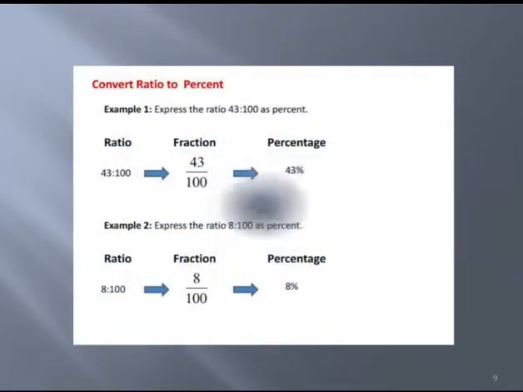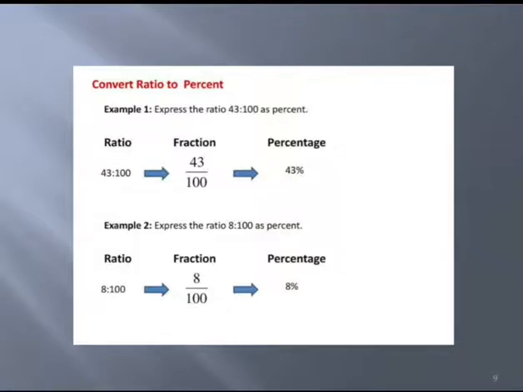We have to express the ratio 43:100 as percent. How can we express this ratio as a percentage? Just now I have explained to you. Very first step is you have to write the ratio in fractional form. So we will write this given ratio in fractional form, that is 43 upon 100, right?